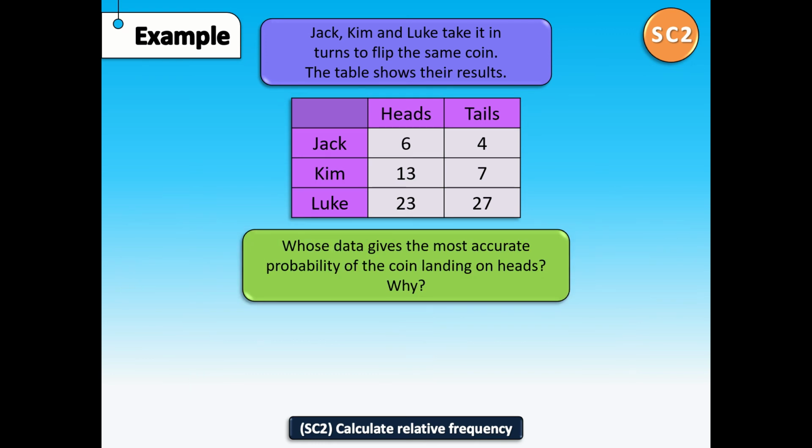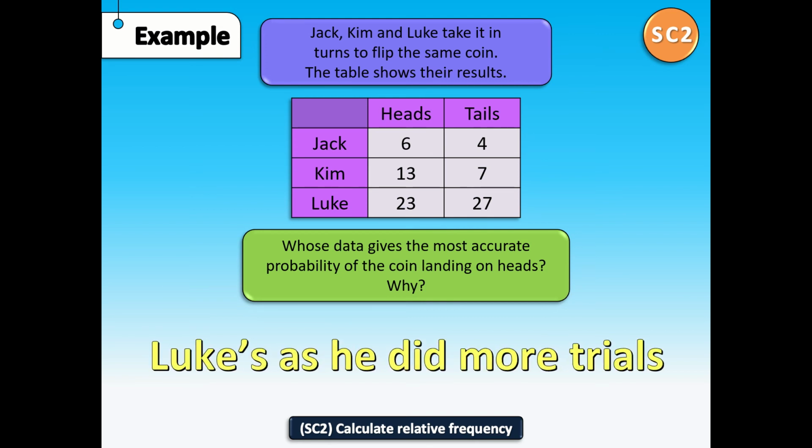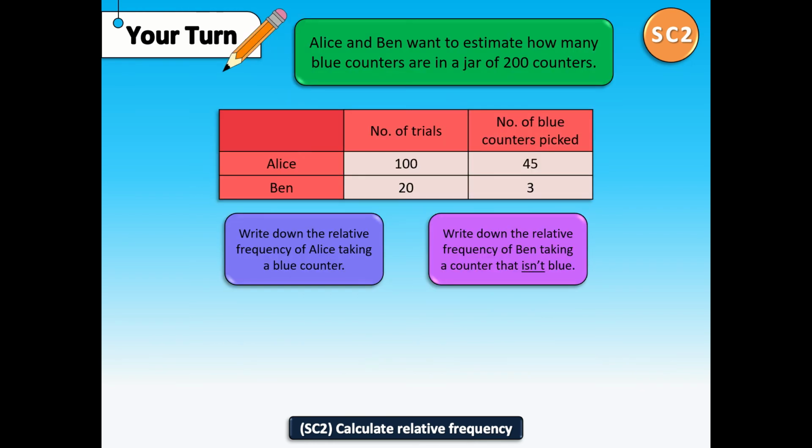So whose data gives the most accurate probability of the coin landing on heads? Well, the answer to this is very simple. The answer is Luke, as he did more trials. The more trials you do of something, the more accurate the probability of its happening is. Here's a question for you to have a go at. Pause the video, and when you're ready to see what you should have done, press play.